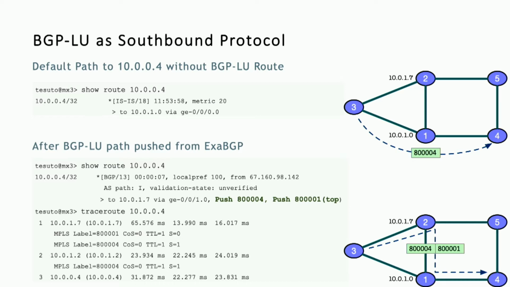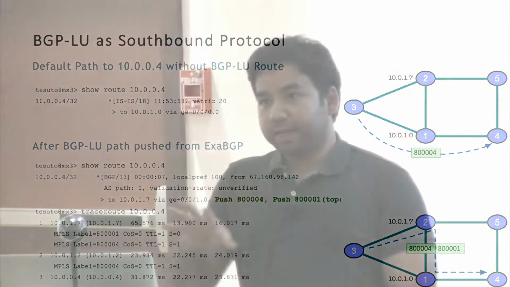If you do a traceroute here, obviously you don't have all the IP addresses recorded, but you will see that it goes to 10.0.1.7, then 10.0.1.2, which is the loopback of the link between 2 and 1, and then it goes to 4. So it becomes a 3-hop. Without this advertisement, it would have been just a 2-hop, going directly from 3.1.4. Now it's going 3.2.1.4. So that's how XRBGP can do it.